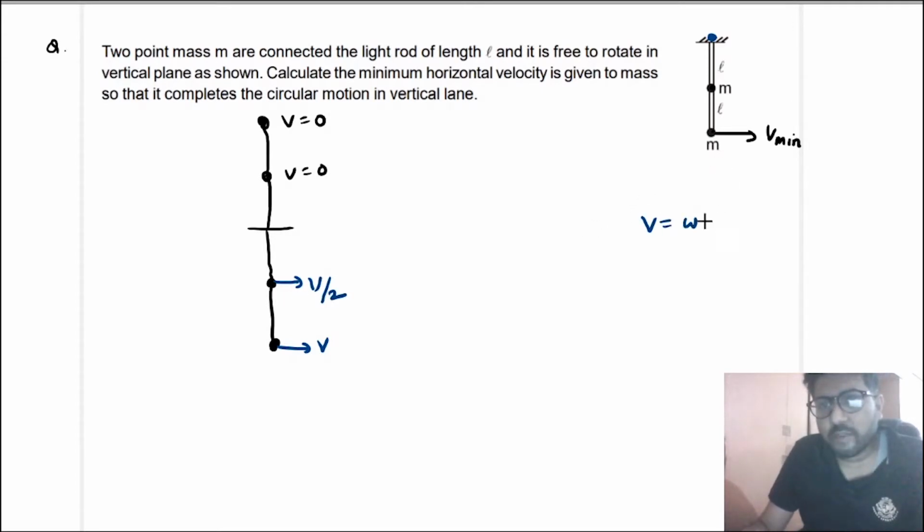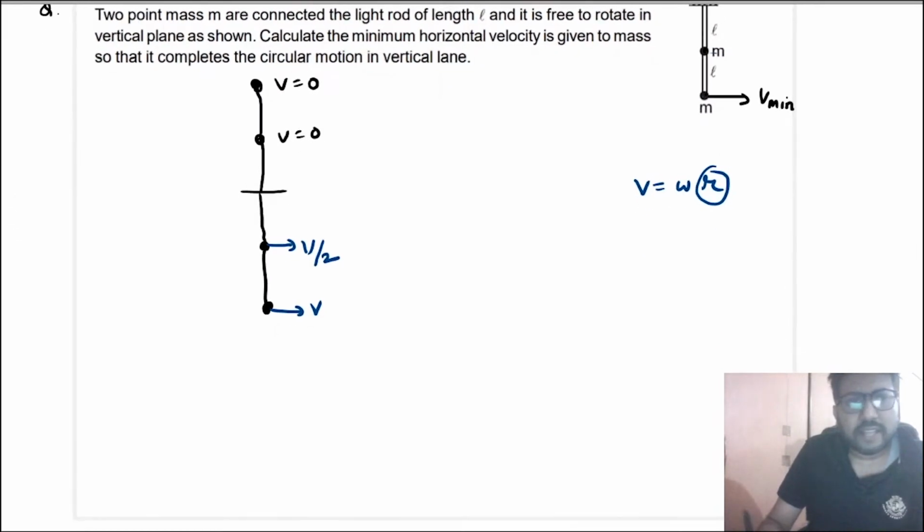Now omega is the same for both the balls, but R is different. So for this R is 2L, so you will write V is equal to omega 2L. And for this R is L, so you will write V is equal to omega L. Right? So if this velocity is V, this has to be equal to V by 2. Right? So now again you will apply the conservation of mechanical energy from here to here.